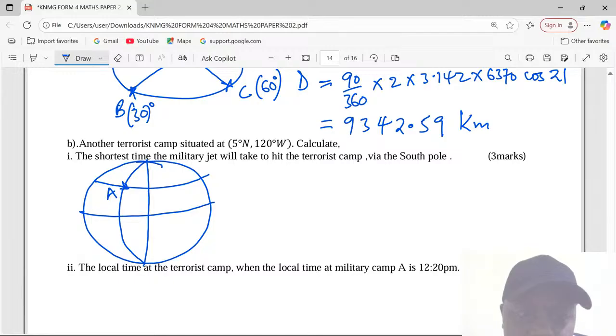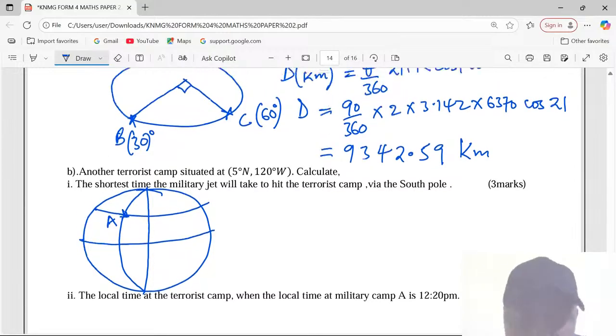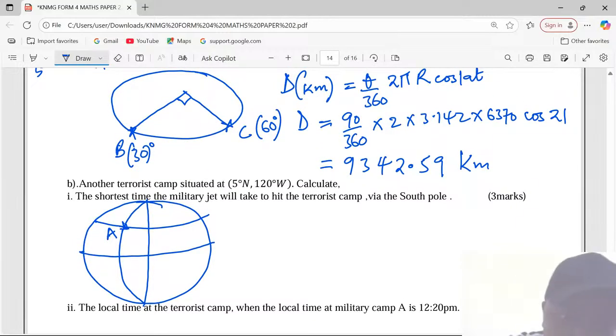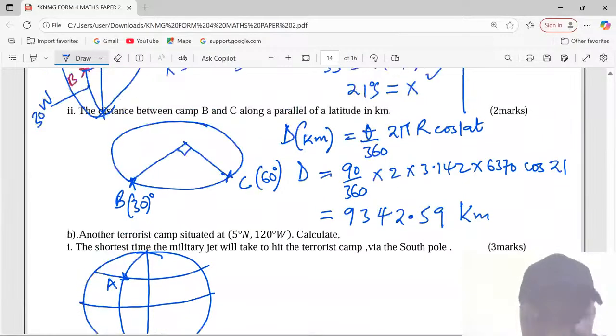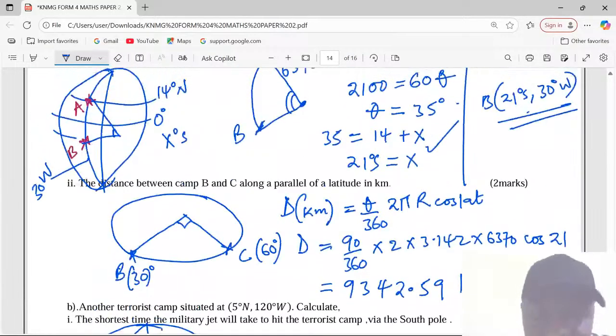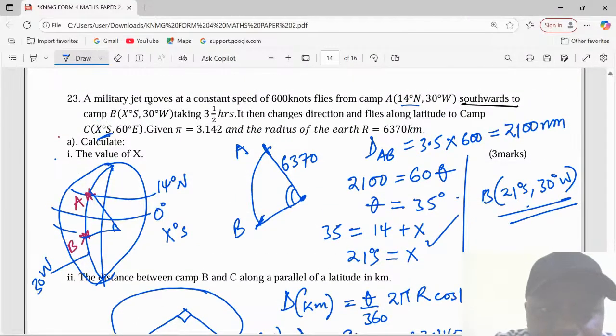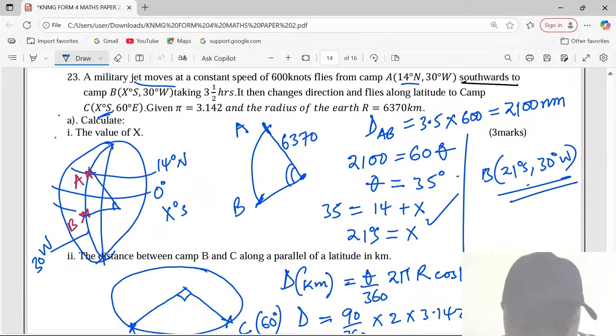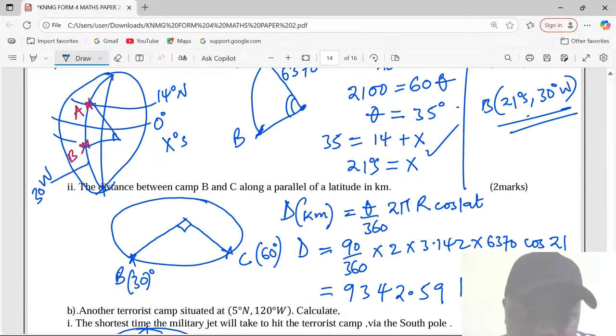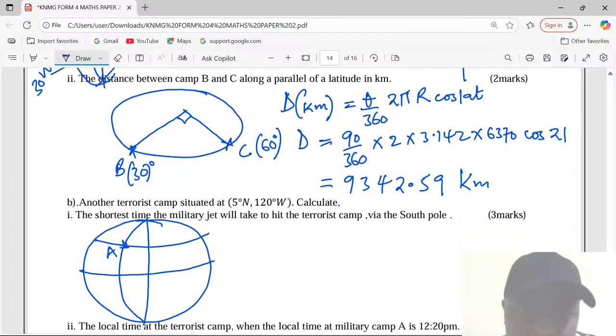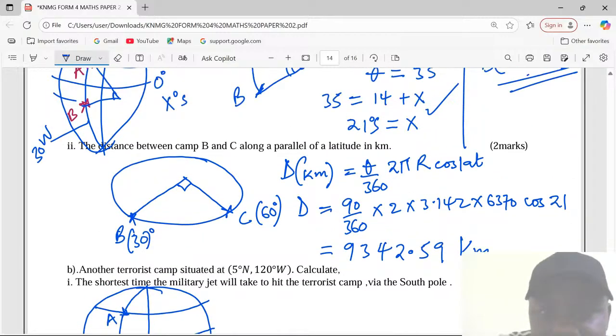Want the jet to move from A all the way to 5 in the north. Wait, A is in this. Just a minute. A military jet moves from A south to B, then now to C. So where is C?